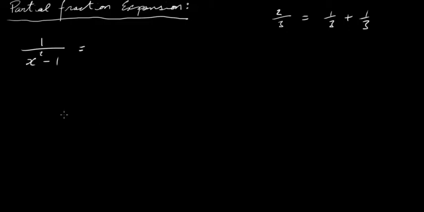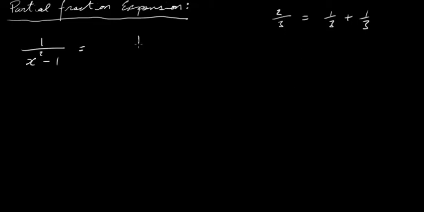Well, first thing you've got to realize here is that this is, if you like, a proper algebraic fraction. In other words, the degree of the expression in the numerator is less than the degree of the expression in the denominator. The power of x in the numerator is actually 0, and the power of x in the denominator is actually 2, so it's larger. So it's like 2/3: 2 is smaller than 3, so this is a proper fraction.